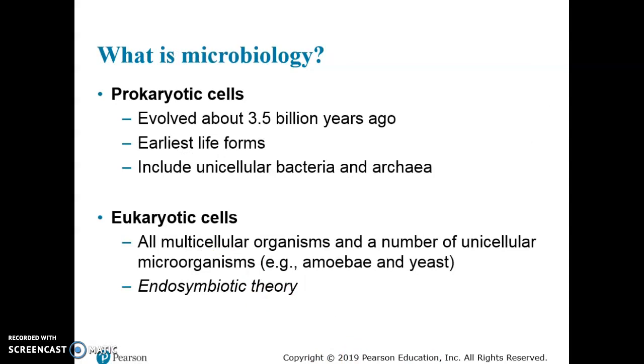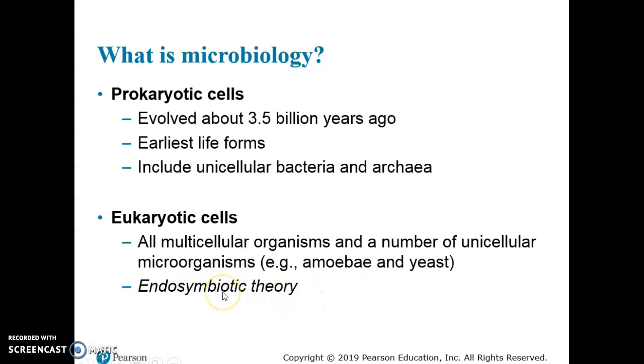Okay, so a brief description here. Prokaryotic cells are considered to have evolved about 3.5 billion years ago, the earliest forms of life, and they include the bacteria and the archaea. All right, eukaryotic cells are composed of multicellular organisms, and there's also unicellular. So eukaryotic cells can be both unicellular and multicellular.